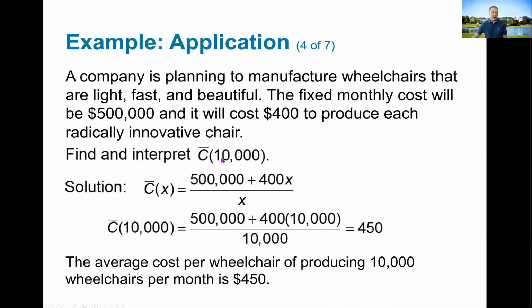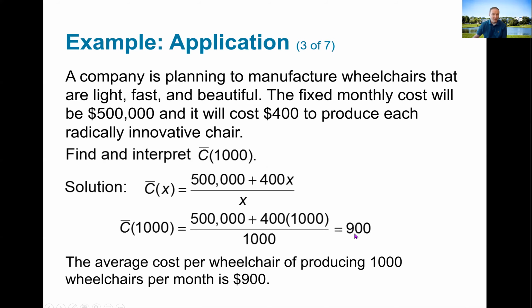So what if I say, let's go to 10,000 wheelchairs per month? Your cost function obviously is going to increase. You're going to have your fixed cost of 500,000 plus 400 times 10,000. That's going to be $4 million right there, $4 million for the cost of each wheelchair, plus the original 500,000. That's going to be $4.5 million. But now this time you're dividing it by 10,000 wheelchairs, which takes that average cost down to $450.